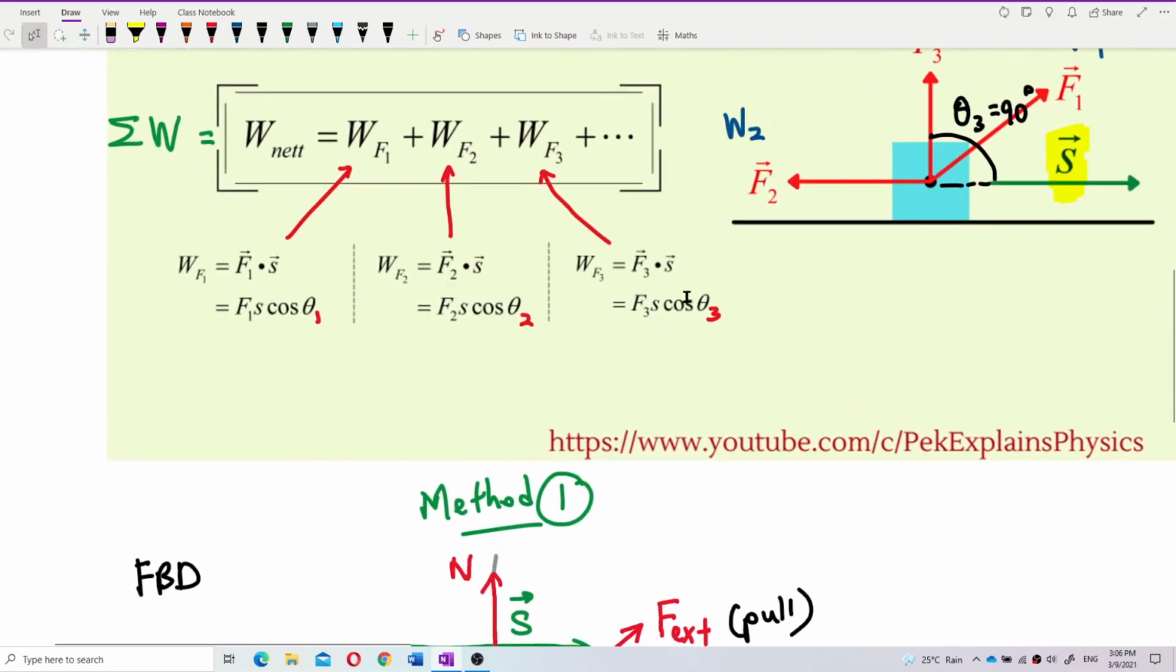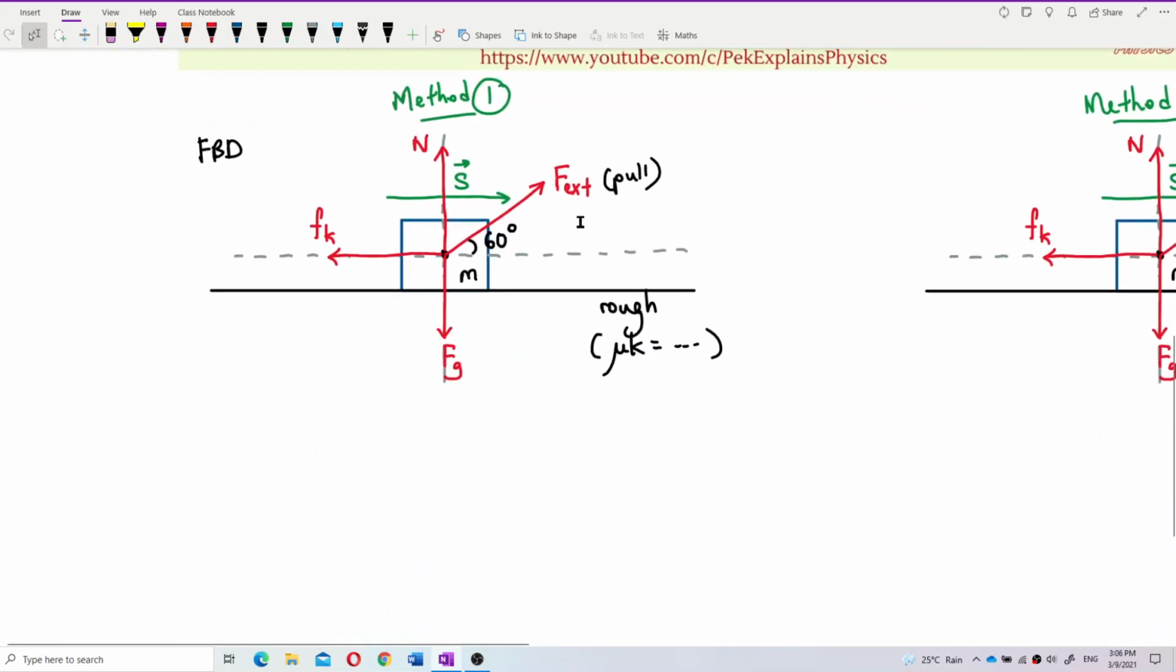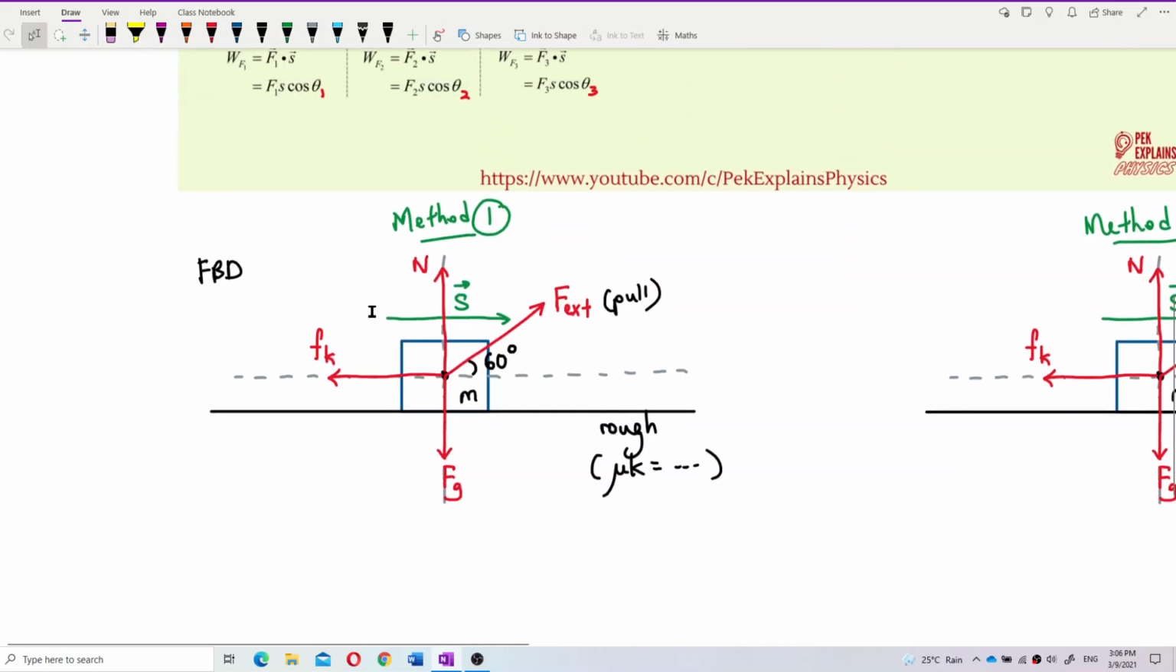Work done for each force, then only you can find the total work done. So find the work done for each force. The important thing is you must always draw the displacement first. You must always draw the displacement direction, because you need it for this chapter, work, energy, power. You need to draw the displacement because we always compare the force with displacement.